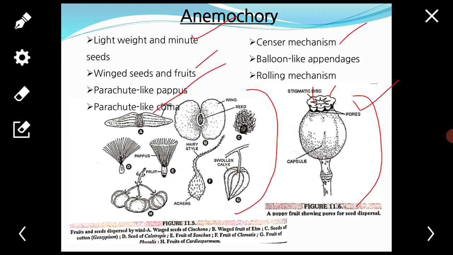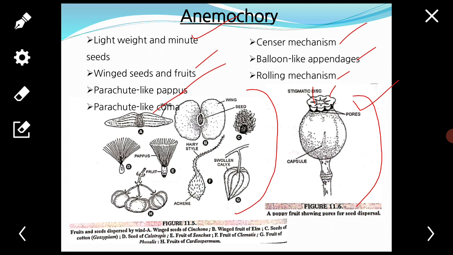Next, balloon-like appendages. The floral parts of some plants become inflated. They float in the air and are carried to long distances. Example, Physalis, in which the persistent calyx is inflated.